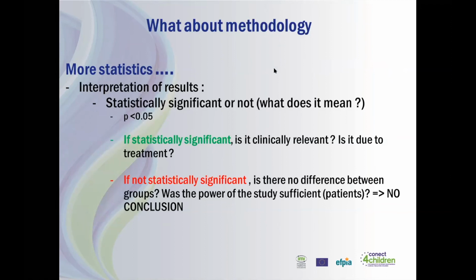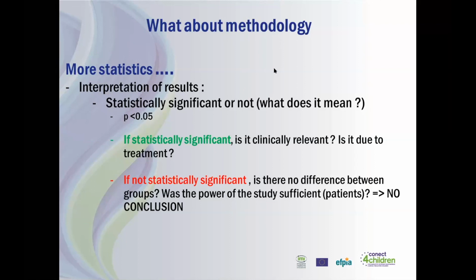So more statistics again. It's in the interpretation of the results. So you need to answer several questions when you have a p-value under 0.05. So if it's under 0.05, it's statistically significant, and it's not when it's higher. So if it's statistically significant, that doesn't make everything. Is it clinically relevant? Is it important for the patients? You need to ensure that and to interpret that for the patient himself.